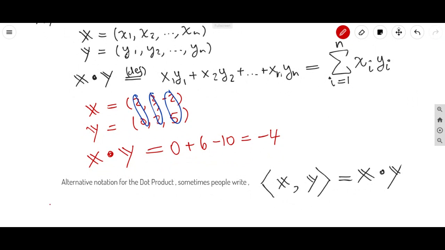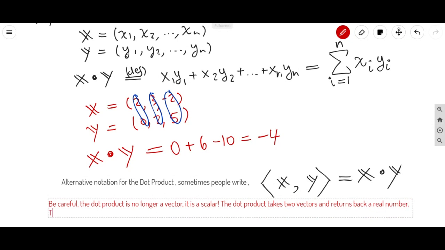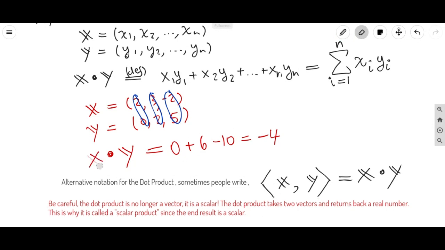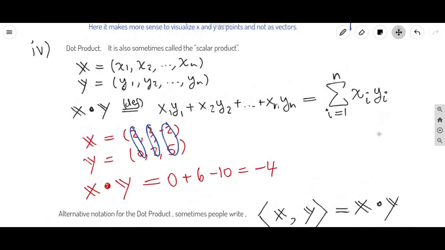So one thing you have to be careful about, the dot product is no longer a vector. It is a scalar. The dot product takes two vectors and returns back a real number. So this is why it is called a scalar product, since the end result is a scalar, right? When you actually do the dot product, you end up with a real number in the end. So if you look at this calculation that we just did, if you do x multiplied with y, you end up with -4, which is no longer a vector. And that's why we sometimes call this a scalar product.